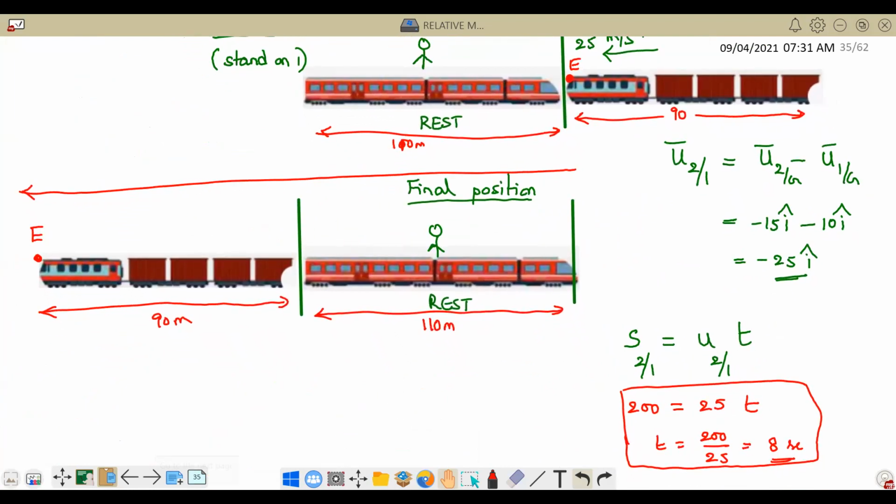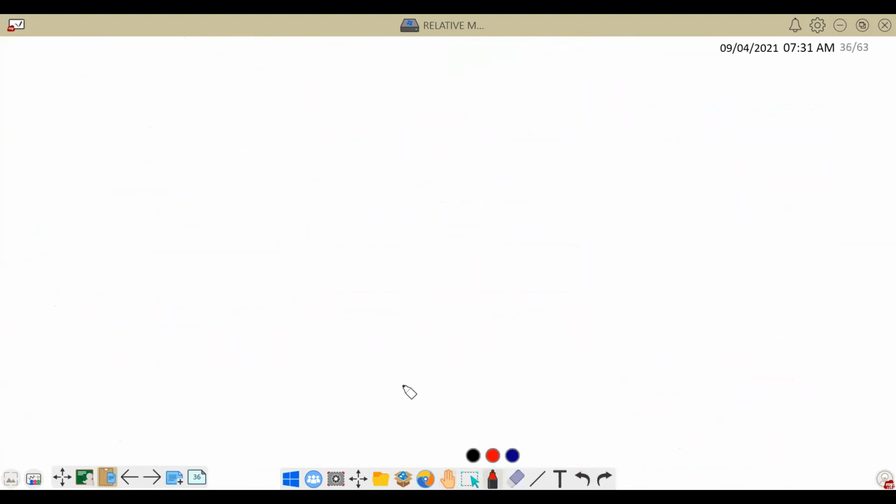So now, shall I give one problem? Will you do it? Yeah, take this problem, the third one. Two trains A and B are approaching each other.